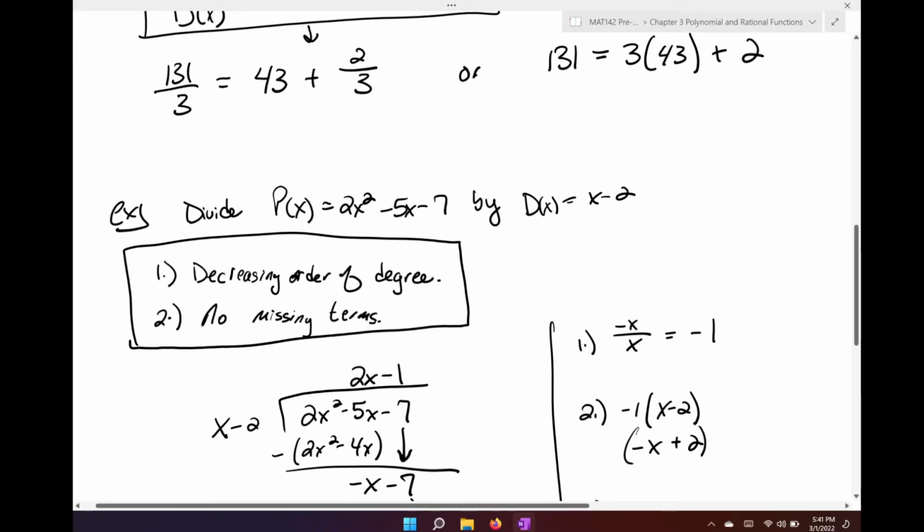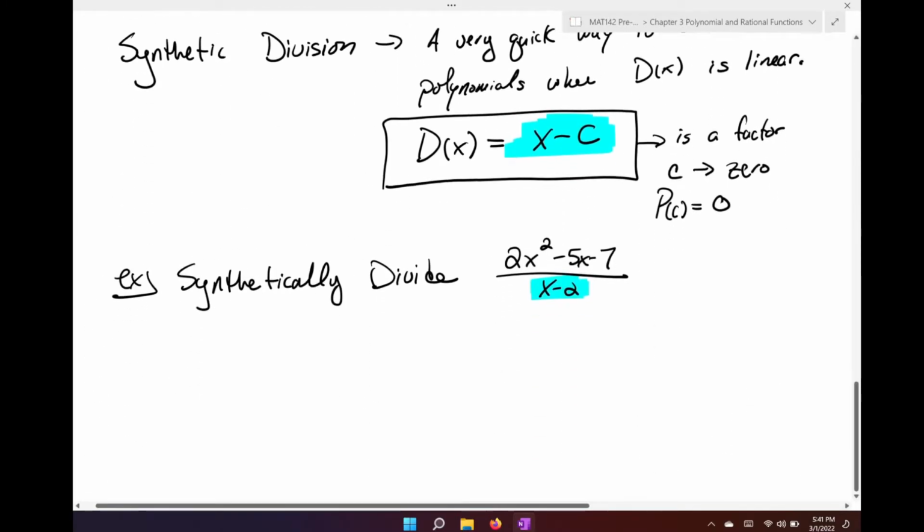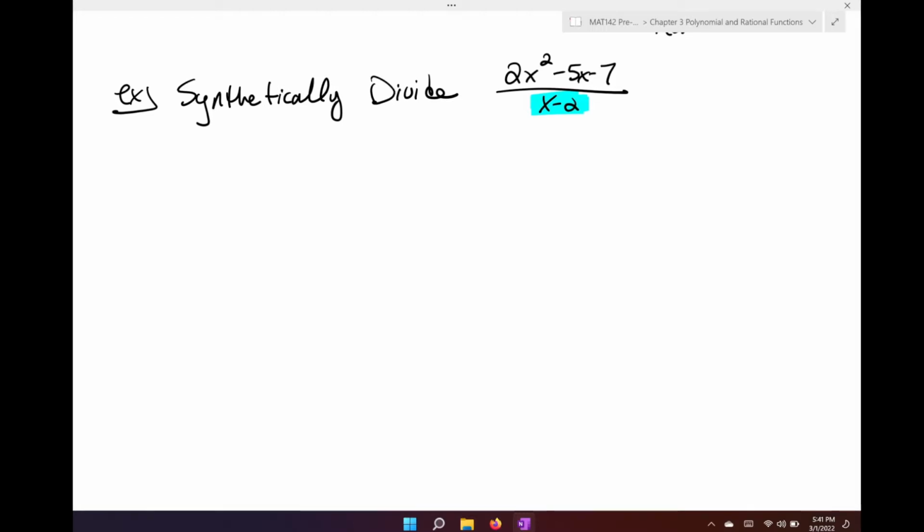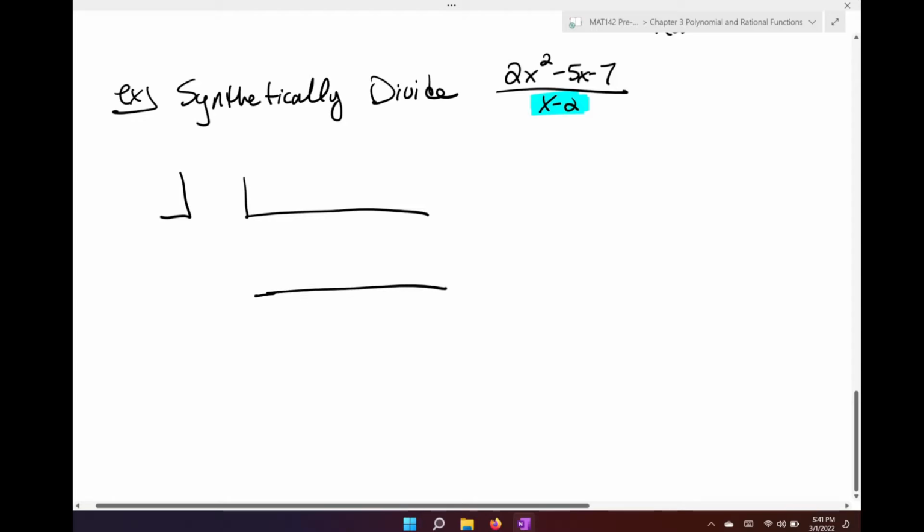All right. Now, when we synthetically divide, I will show you examples where I have to rearrange things and handle missing terms. But for now, I just wanted to get the method on how to do this. So notice we're good to go. We have no missing terms. It's in descending order. So I'm going to set this up as follows.